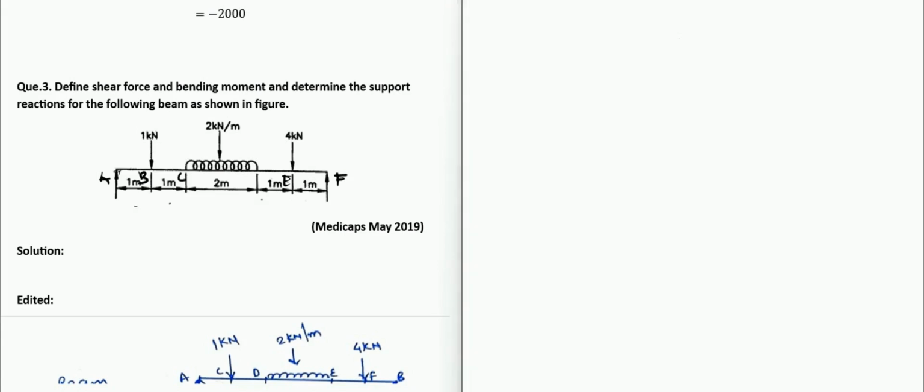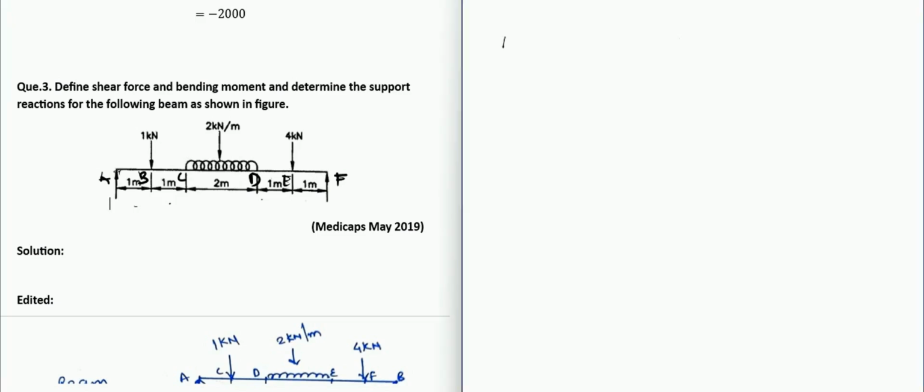So today we are going to solve this problem based on SF and BM diagram. As you can see, there is a beam A, B, C, D. Let us say this is point B, E, F, and there are supports at A and F. There is a UDL between C and D, and there are 2 point loads, 1 kilonewton, 4 kilonewton. So let us see how we can solve this problem.